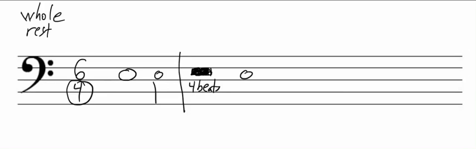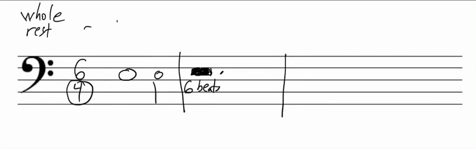We can have a half note, or we could have a half rest, or if we really wanted to go a little crazy, we could have a dotted whole rest. Just like a dotted whole note, you add 1/2 the value of the rest to the rest. So if a whole rest gets 4 beats, half of 4 is 2. 4 plus 2 is 6.